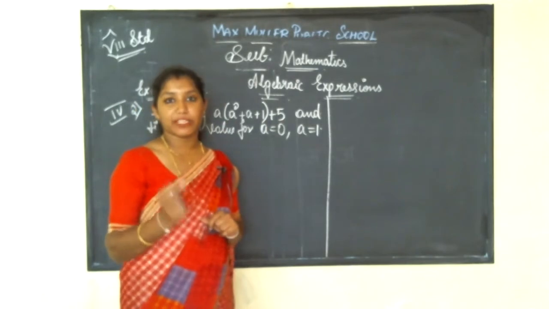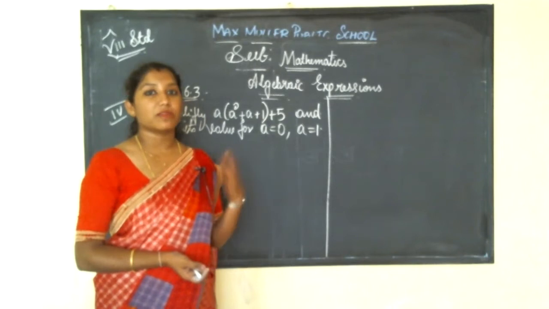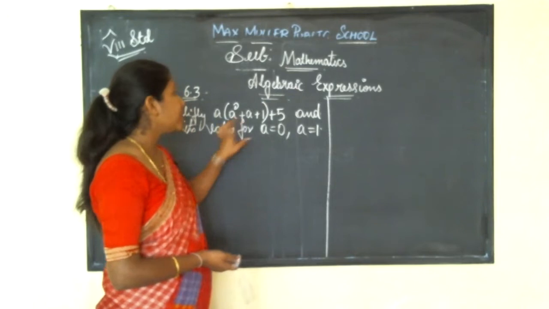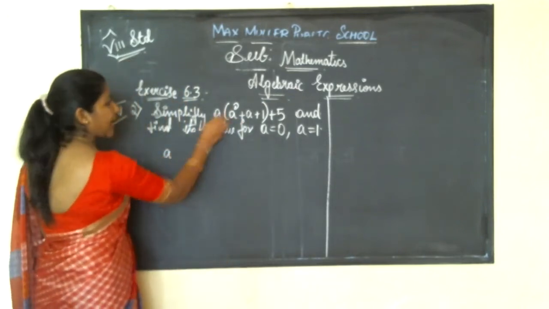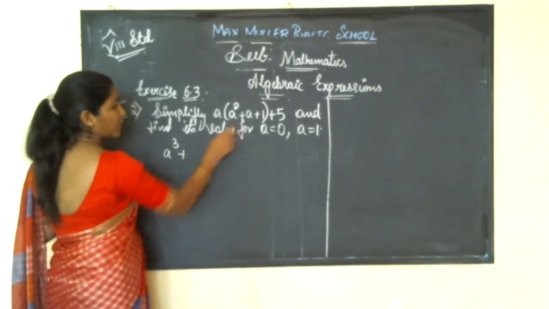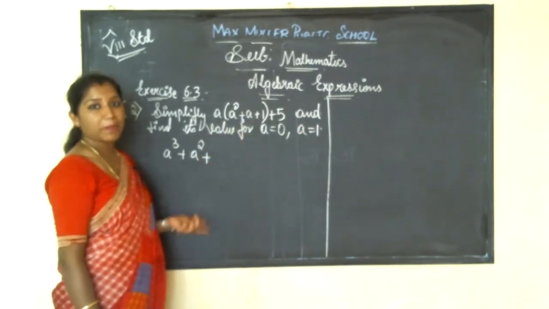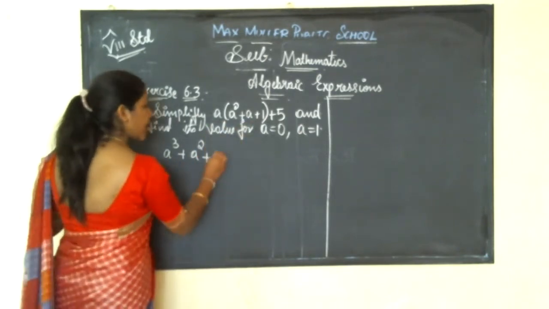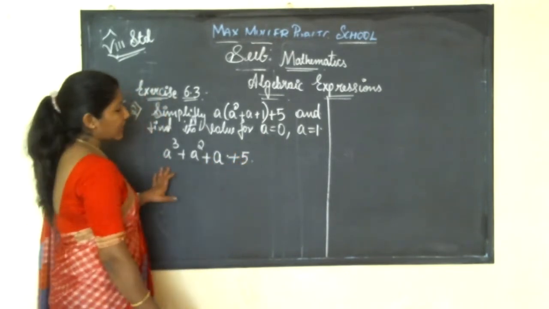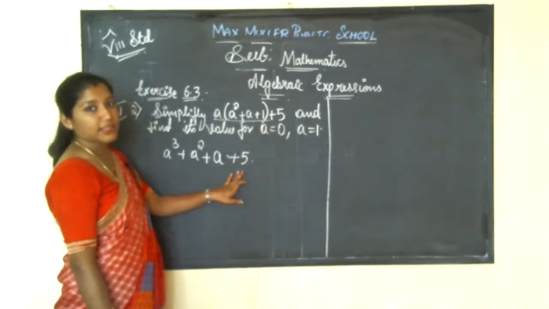In last class I explained how to multiply a monomial with a monomial term, a monomial with a binomial term, and a monomial with a trinomial term. Here it's monomial with trinomial. So just multiply a into a square, it is a cube, plus a into a, it is a square, plus a into 1. Anything multiplied by 1 is the same, it is a, again plus 5 as given here. Is it not?